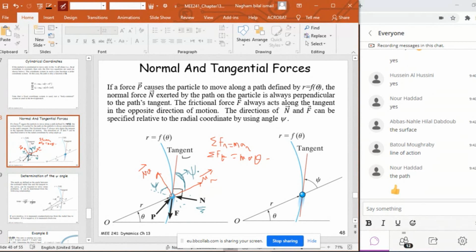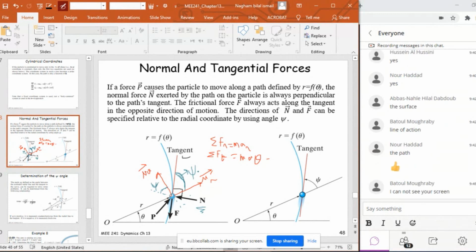All right. So I'm going to repeat, guys. My objective is to do the projection of the normal force in radial and transverse direction. However, guys, I don't know any angle.